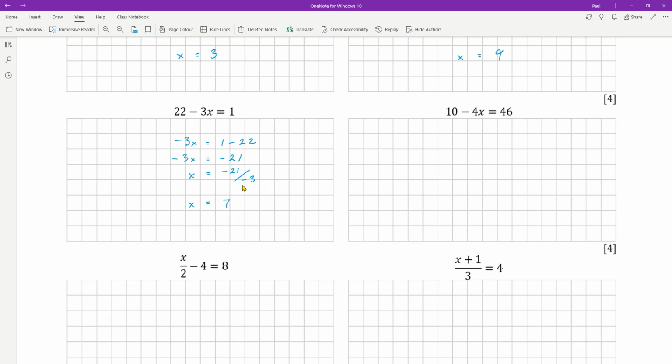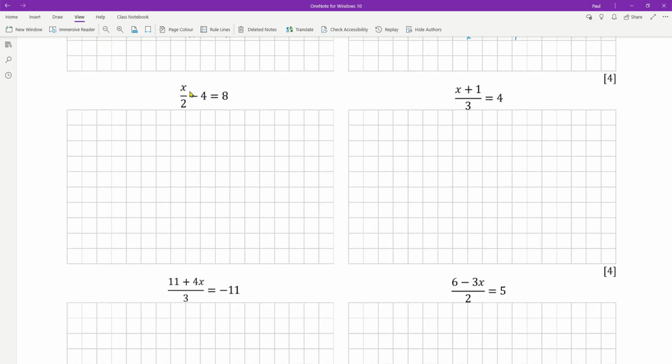Over here on the other side I've got a very similar one, so I've got positive 10, so on the other side will be negative 10, so minus 4x is equal to 46 minus 10, so minus 4x is equal to 36. That's times by, so on the other side will be divide by, so there'll be 36 divided by 4. Don't forget the negative, so x is equal to minus 9. Yes, that's a fraction, it doesn't really matter, it doesn't change the process.